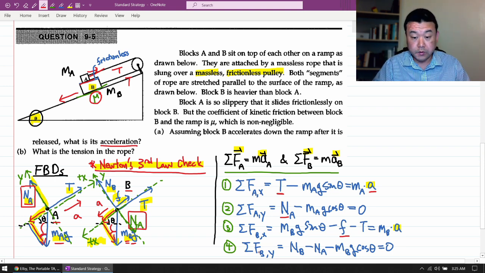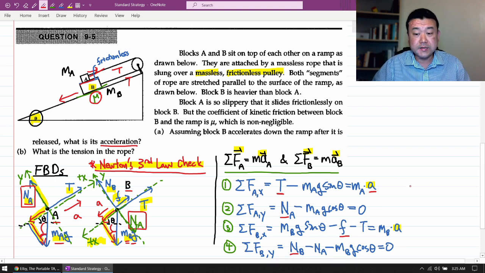So in equation 4, we have NB that we don't know. Okay, that's not looking good. NA, we don't know, but we already counted it, and the rest we already counted it. All right, so we have 4 equations and 5 unknowns.